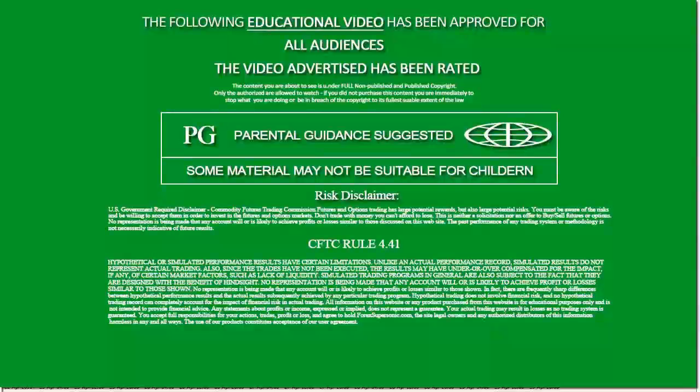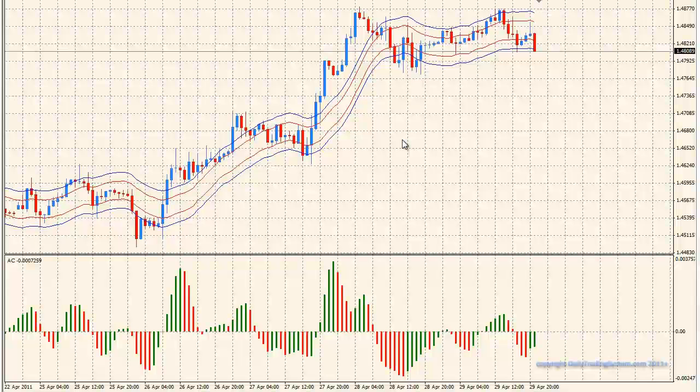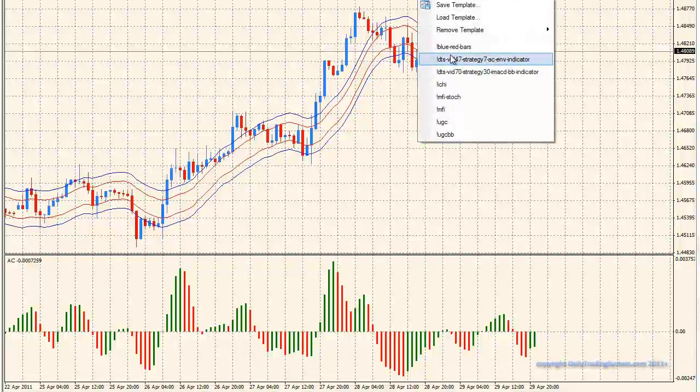And this strategy is one that I show inside my Daily Trading System Forex course. It doesn't really have a name, but here is a template that you can go ahead and use.